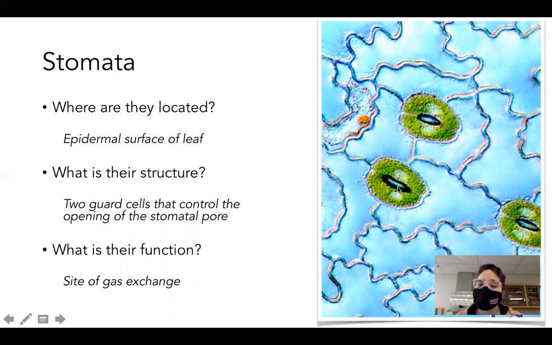These either fill with water to open, or they release their water and close the stomatal pore. The stomata that my cursor is moving around right here is a closed cell. The function of these stomata is that they're the site of gas exchange. So when the stomatal pore is open, CO2 can come in and O2 can come out.